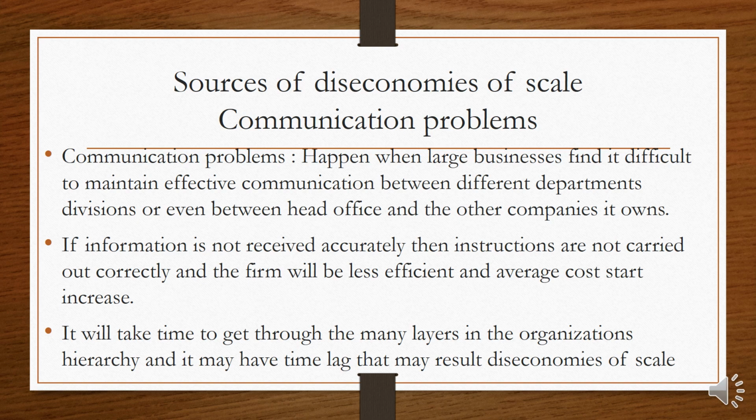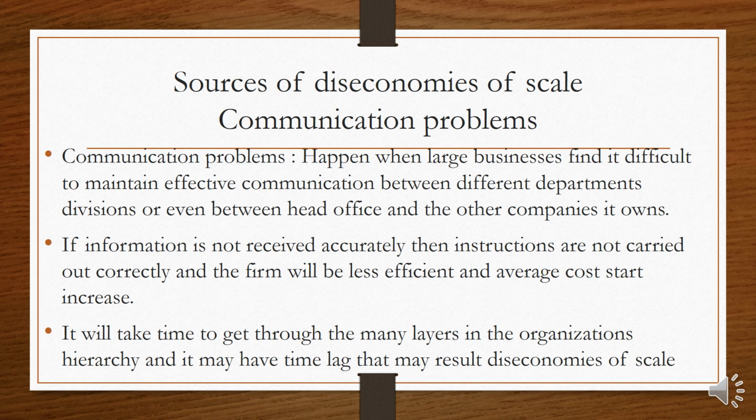For example, a large industry will have so many firms, and each large organization will have many different side branches. Each branch cannot be controlled by itself because there is a problem with communication. If the information is not received accurately, then the instructions are not carried out correctly, the firm will be less efficient, and average cost will start increasing.